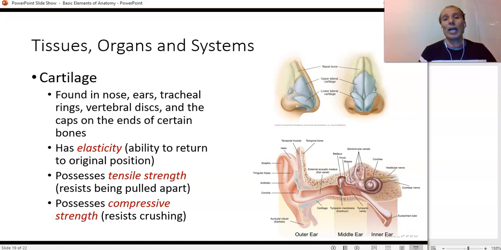What makes it special and able to perform the great functions it does is that it has elasticity. It has properties that make it able to function well. One of the properties of cartilage is elasticity. That means when you stretch it, it bounces back to where it was originally. Elasticity is the force that causes a deformed organ to return to its original position after the pressure is removed.